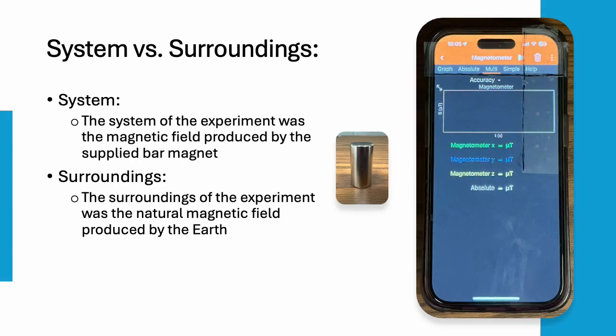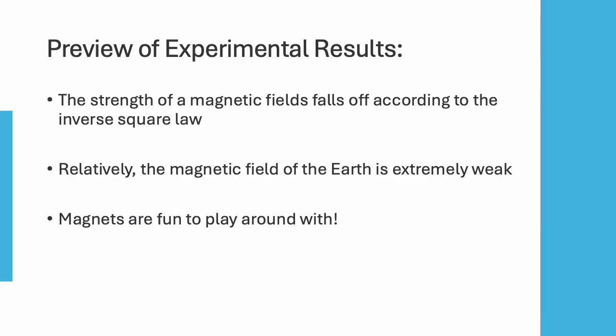Here are the systems and surroundings of my lab. The system of the experiment was the magnetic field produced by the supplied bar magnet, and the surroundings of the lab were the natural magnetic field produced by the Earth. Here's a preview of my experimental results. The strength of the magnetic field falls off according to the inverse square law. Relatively, the magnetic field of the Earth is extremely weak, and magnets are fun to play around with.